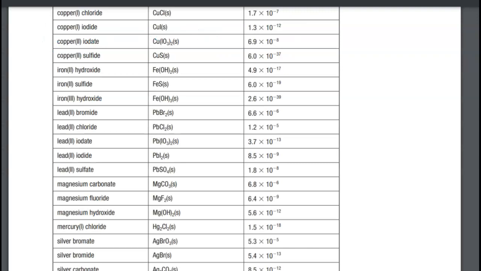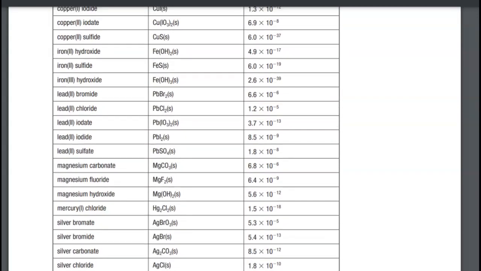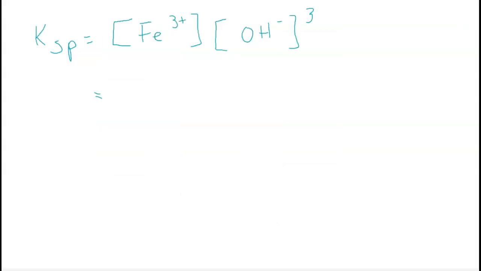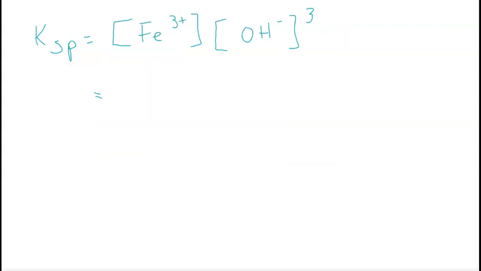And so if you go to the back of your textbook, what you'll see is the appendix where you'll see the KSP values. You're going to scroll to where it has iron 3 hydroxide. Here it is, 2.6 times 10 to the negative 39. Let me get that right again. 2.6 times 10 to the negative 39. That's pretty insoluble. So here we go. 2.6 times 10 to the negative 39. Very, very small. This stuff is not soluble at all.